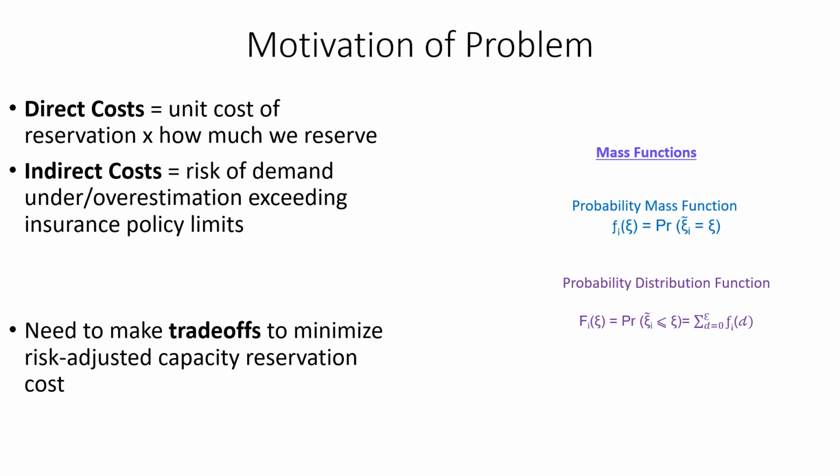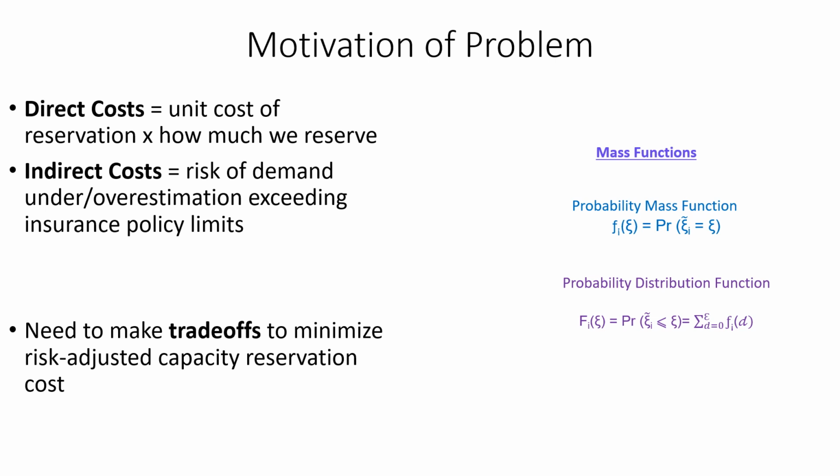It is unit cost of reservation times how much we reserve. Indirect cost is from under or overestimating demand to the extent that exceeds insurance policy limits. Using a combination of budget, reservation costs, and unit price of risk, we need to make trade-offs in order to minimize our risk-adjusted capacity reservation costs.